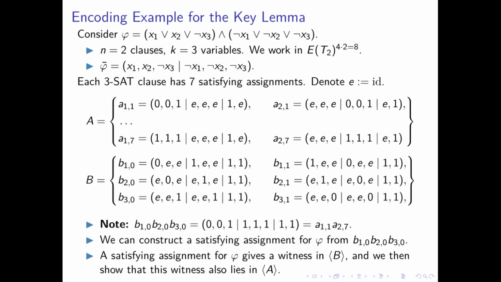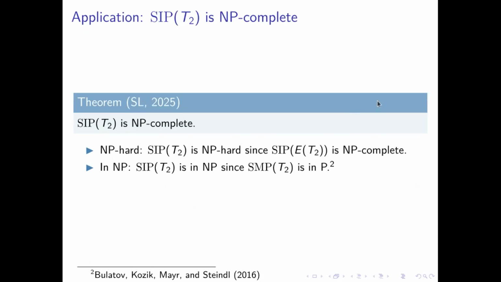And you can see that when you have the correct element, so if you have an intersection, in particular here, you have an intersection B10, B20, B30, and then A11, A21, then phi is satisfiable. So that's the idea for the NP completeness. And using this, we can now prove that SIP of T2 is NP complete.